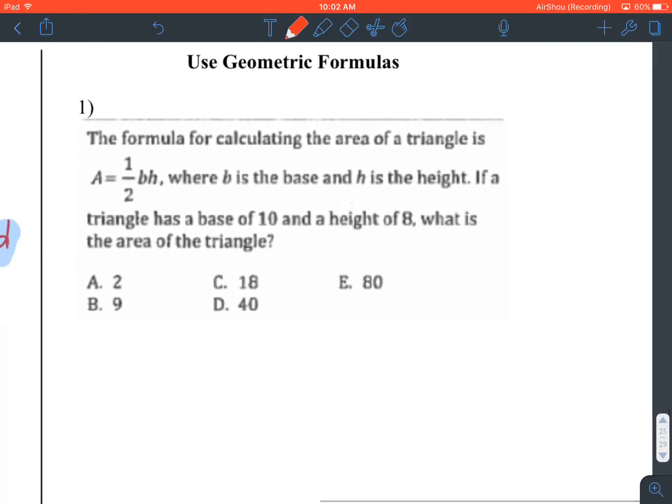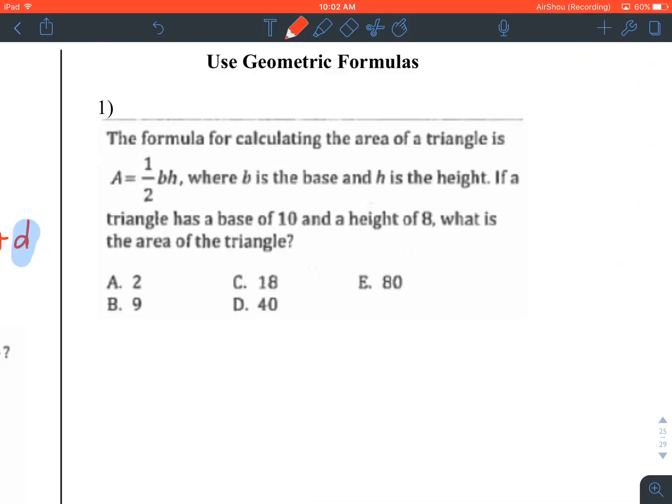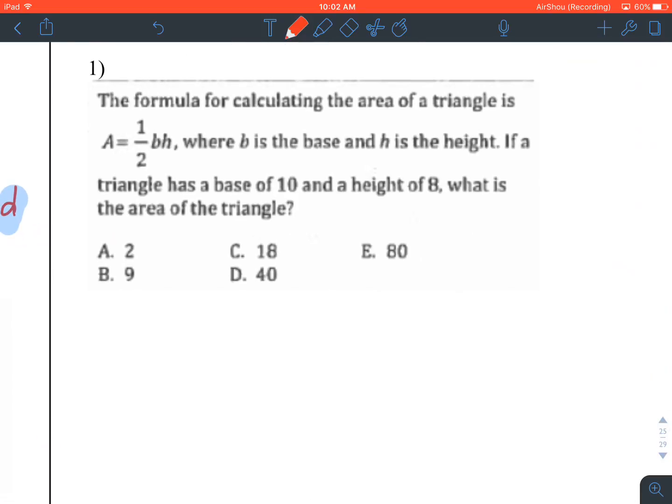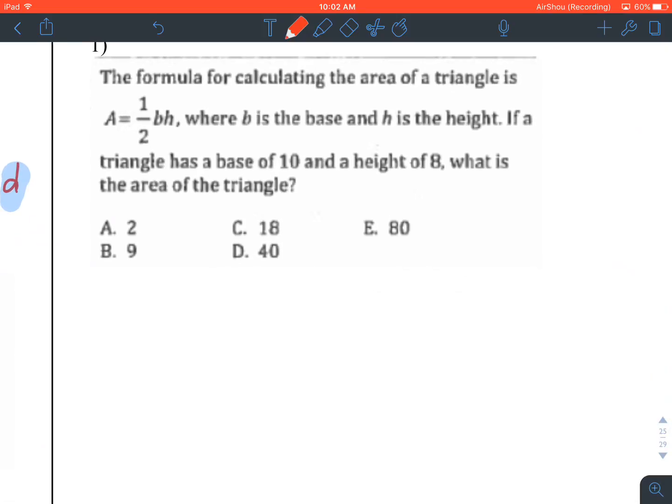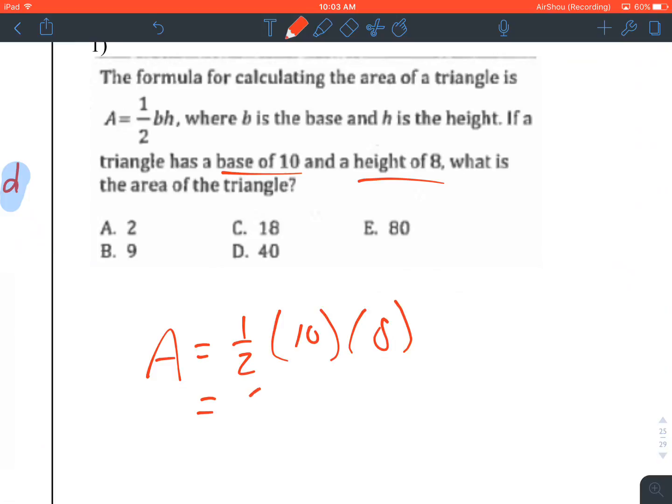Alright, so let's use the geometric formulas that we just learned for circles, rectangles, and triangles, thrown into these problems. The formula for calculating the area of a triangle is 1/2 the base times the height. b is the base, h is the height. If the triangle has a base of 10 and a height of 8, what is the area? Well, that's ridiculously easy. The base is 10, height is 8, half of 10 is 5, 5 times 8 is 40. Done.